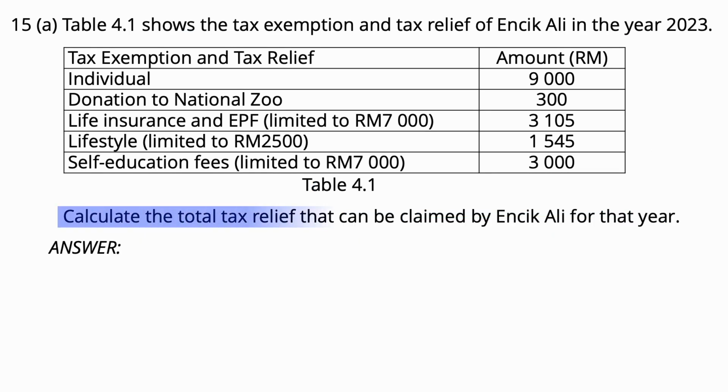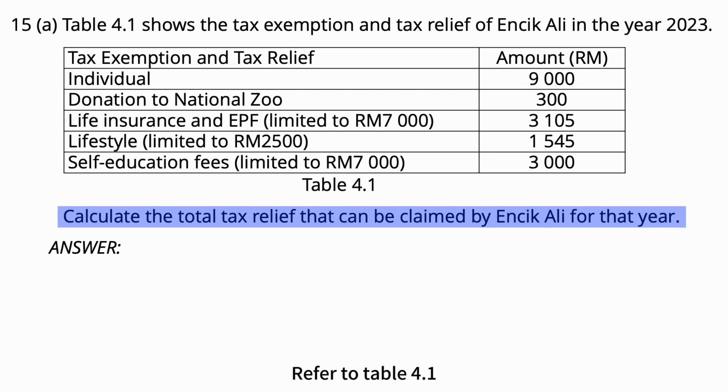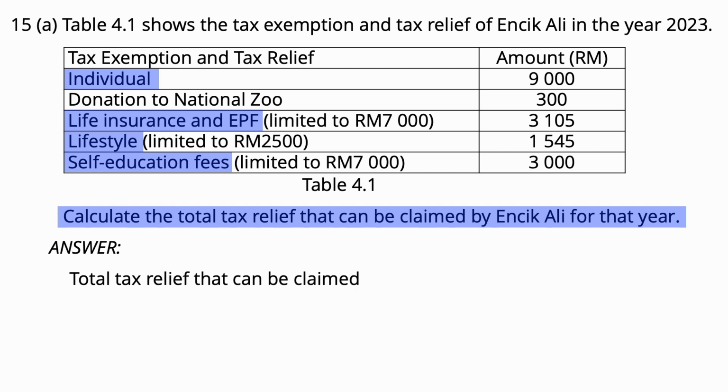A. Calculate the total tax relief that can be claimed by Inequality for that year. Refer to Table 4.1. Tax relief includes individual, life insurance and EPF, lifestyle, and self-education fee, except donation. Total tax relief that can be claimed equals 9,000 plus 3,105 plus 1,545 plus 3,000 equals RM 16,650.